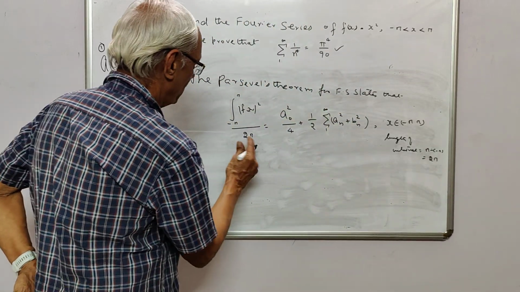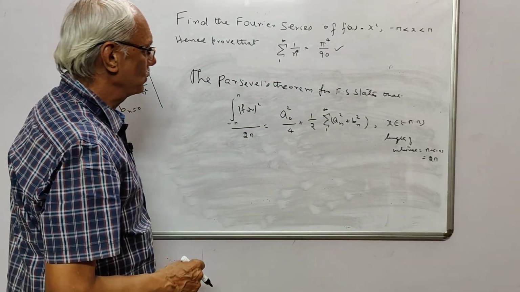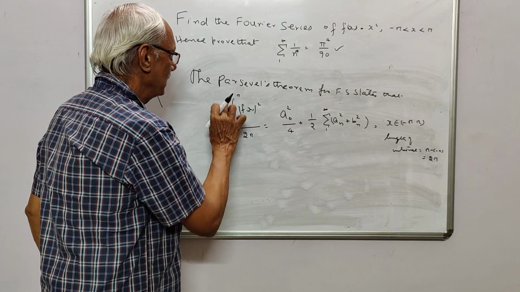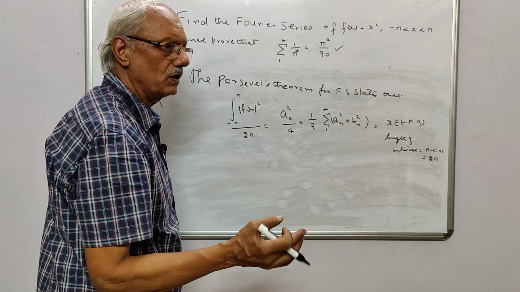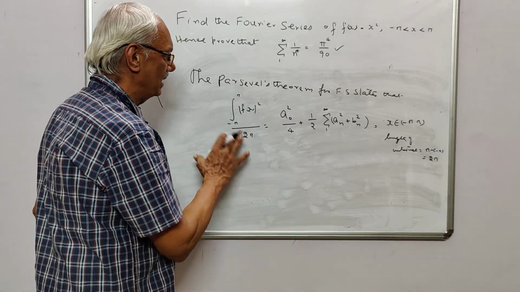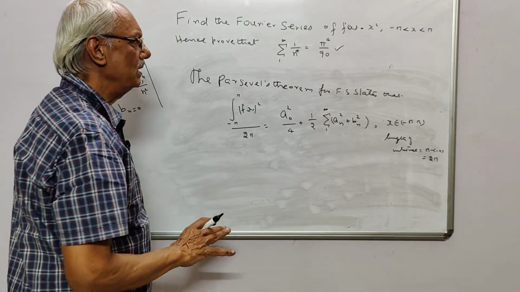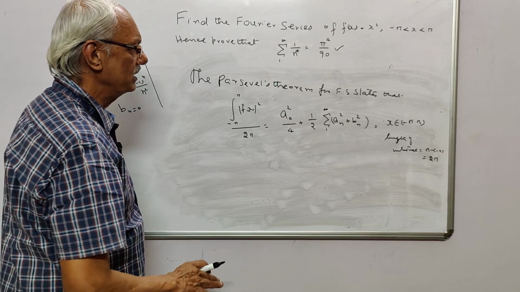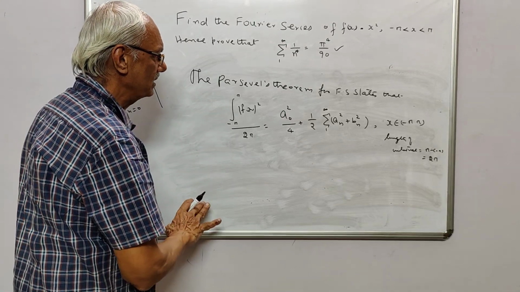So this is your length of the interval. Actually speaking, the square root of this divided by 2 pi is called the root mean square, and let me not talk about that here. Let me concentrate only on Parseval's theorem here. So what does Parseval's theorem state?